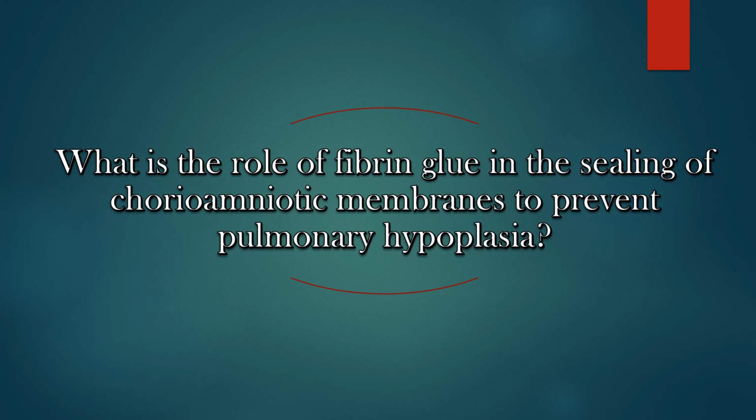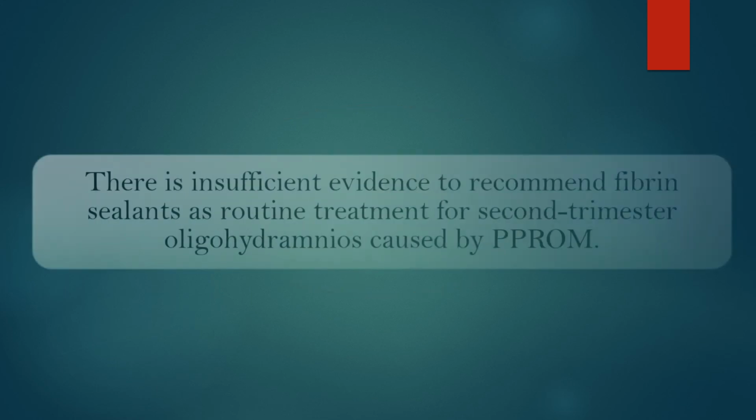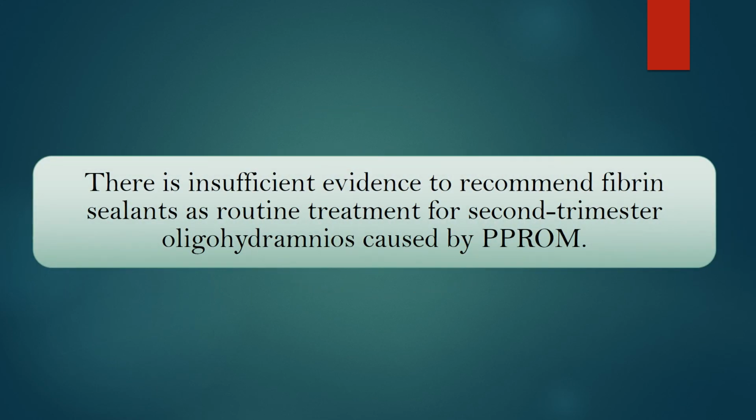What is the role of fibrin glue in the sealing of chorioamniotic membranes to prevent pulmonary hypoplasia? There is insufficient evidence to recommend fibrin sealants as routine treatment for second trimester oligohydramnios caused by preterm prelabour rupture of membranes.